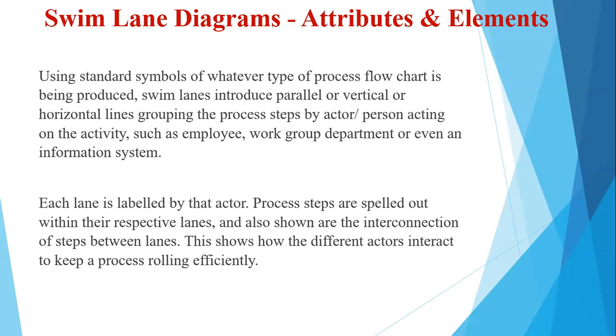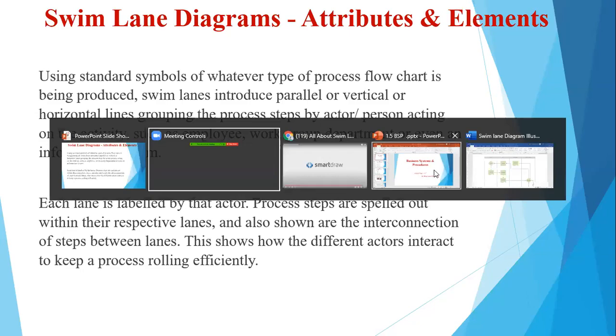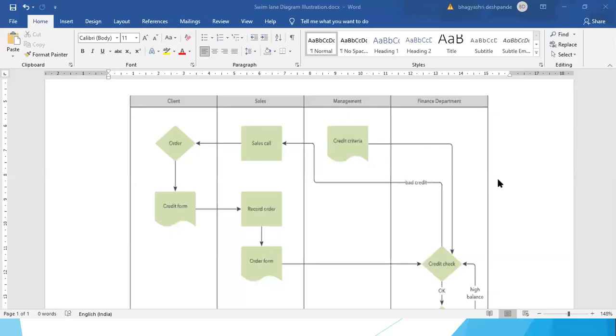Sometimes, but not always, horizontal lanes are more practical given that desktop computer screens are wider than tall. Process steps are spelled out within their respective lanes, and also shown are the interconnections of steps between the lanes. So this shows how the different actors, that is the performers, interact to keep a process rolling efficiently. Now let us look into another diagram of a swim lane. So that's what we were speaking about, the illustration of a swim lane diagram.